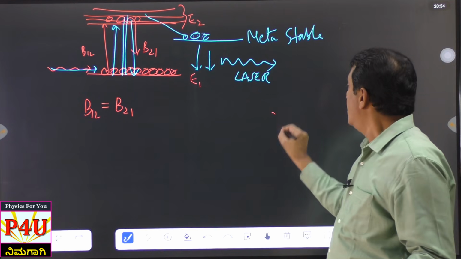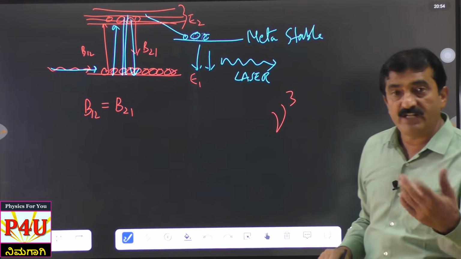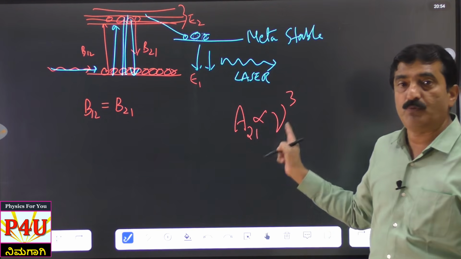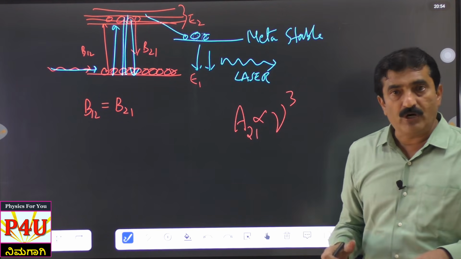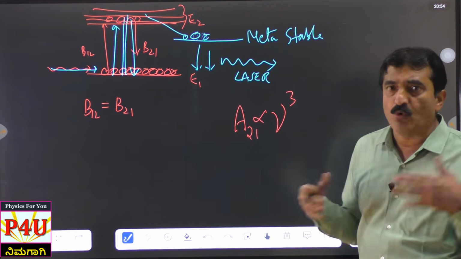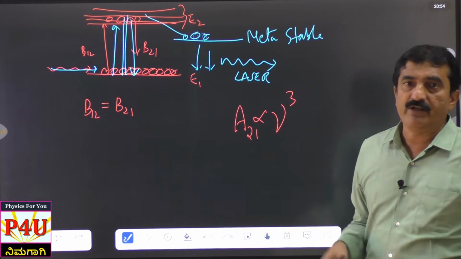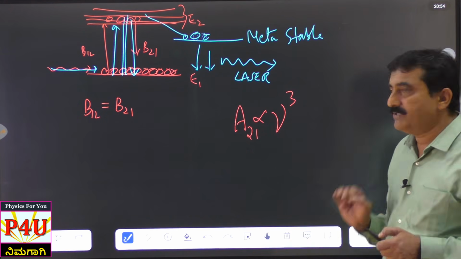Another conclusion, if the frequency of the incident radiation increases, spontaneous emission increases, because A21 is proportional to nu cube. I hope you got it. This is one of the important derivations. I took more than 20 minutes for this. Anyway, the detailed derivation part is available in my notes. Please go through it. So well, I stop this video here.